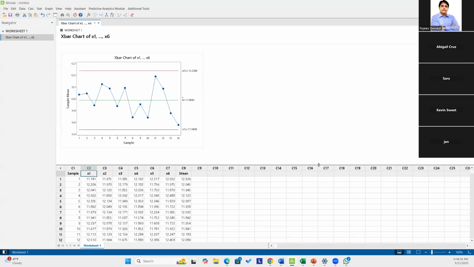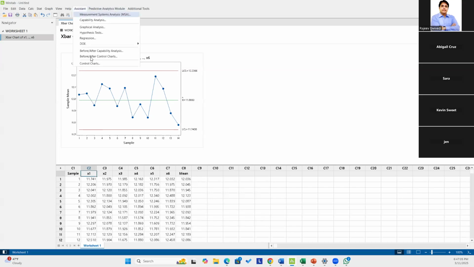Now look and decide whether this chart is in control or not. We are not able to see here 1 sigma, 2 sigma, 3 sigma. But if we know the sigma, you can put the sigma limit over there and you can see whether it is in control or not in control.